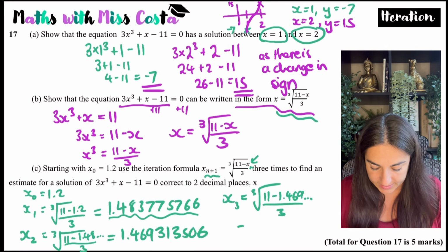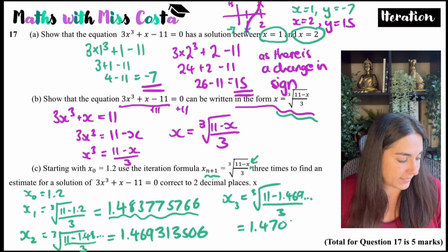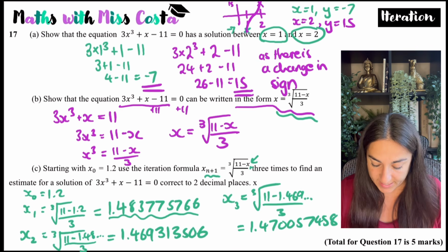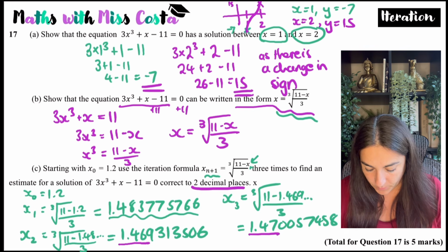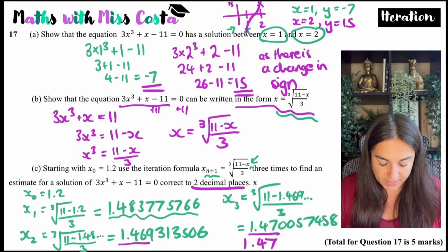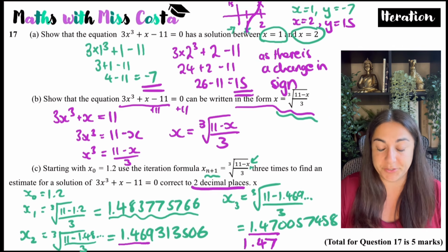Divided by 3 gives you 1.470057458. Now, it asked it to 2 decimal places. So to 2 decimal places, we can see that both of these would round to 1.47. So that is what my estimate for the solution would be.